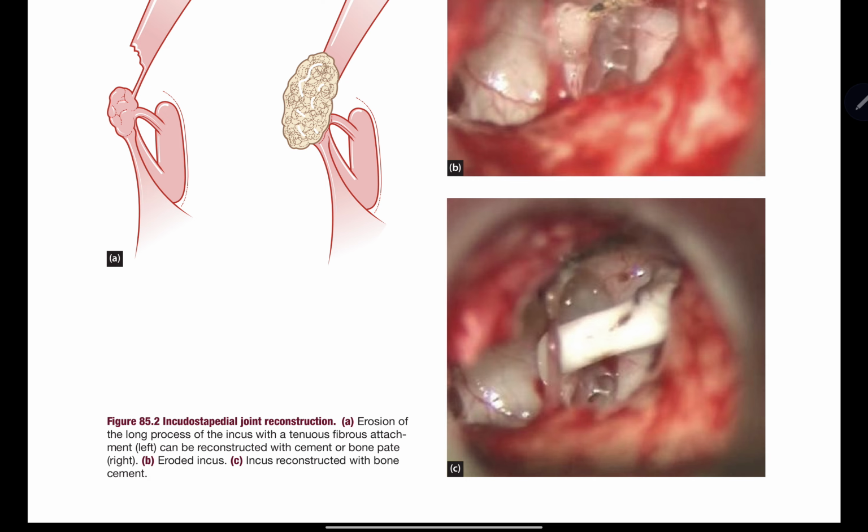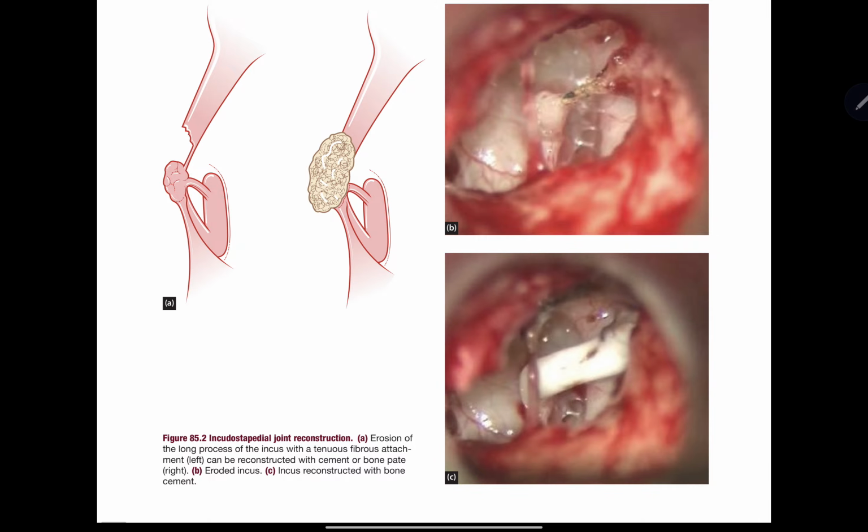Figure 85.2, Incudostapedial joint reconstruction. A. Erosion of the long process of incus with a tenuous fibrous attachment left, which can be reconstructed with cement or bone paste, as on the right side. B is the eroded incus, and C is the incus reconstructed with bone cement.